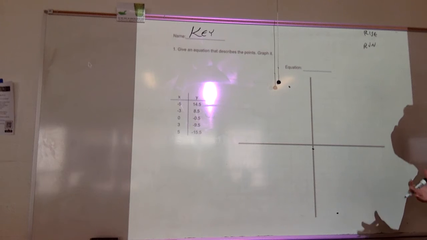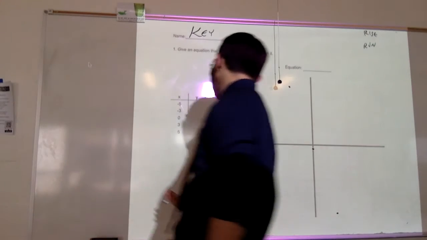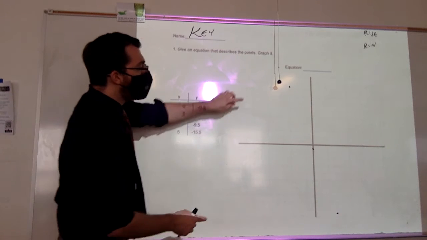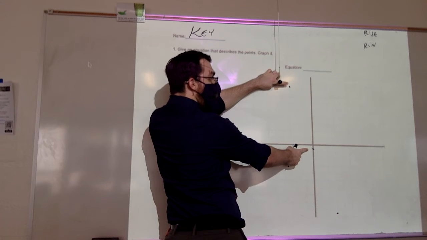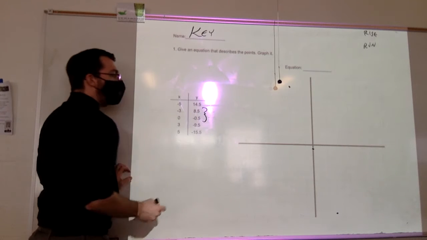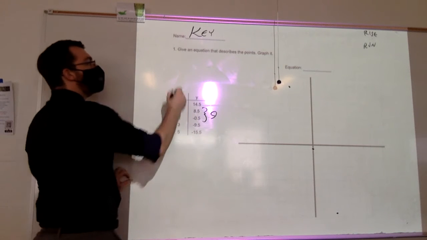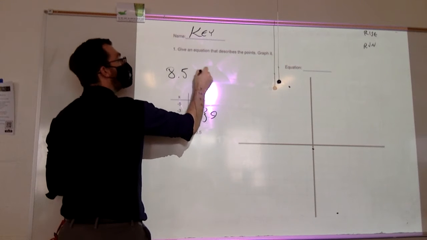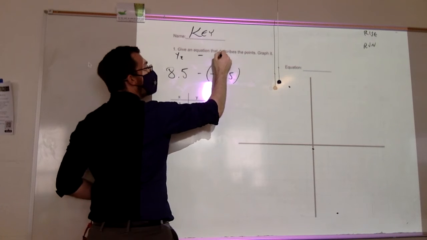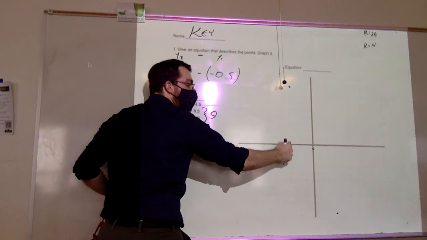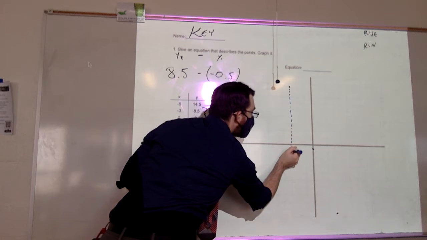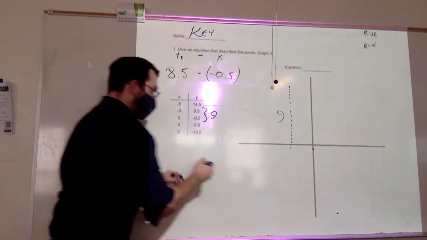Okay, so an equation that would describe that, I'm going to need to get a rise and a run. So I can see a rise here from 8.5 to negative 1/2. This difference right here, that is a difference of 9. That would be 8.5 minus negative 0.5. That is a y2 minus a y1. I'm just looking at this height difference. That's 9.